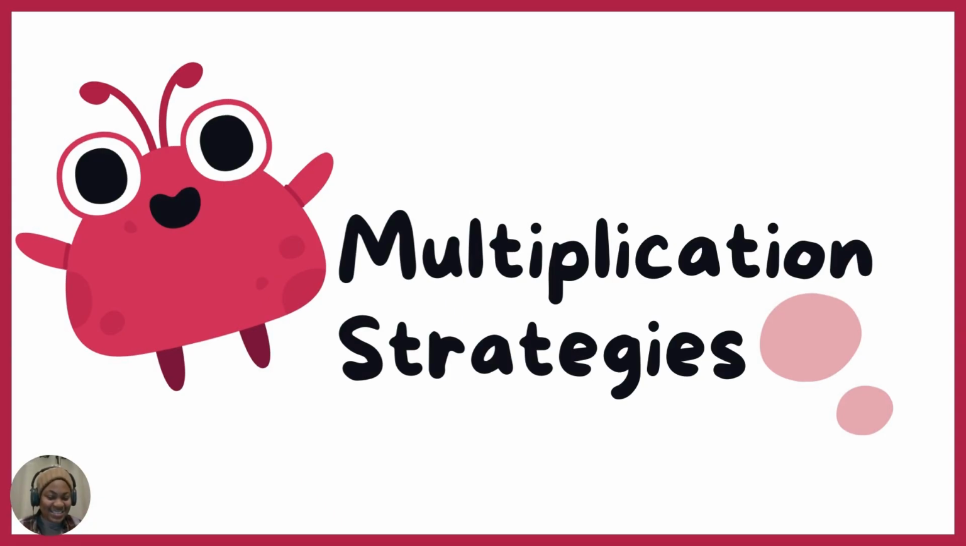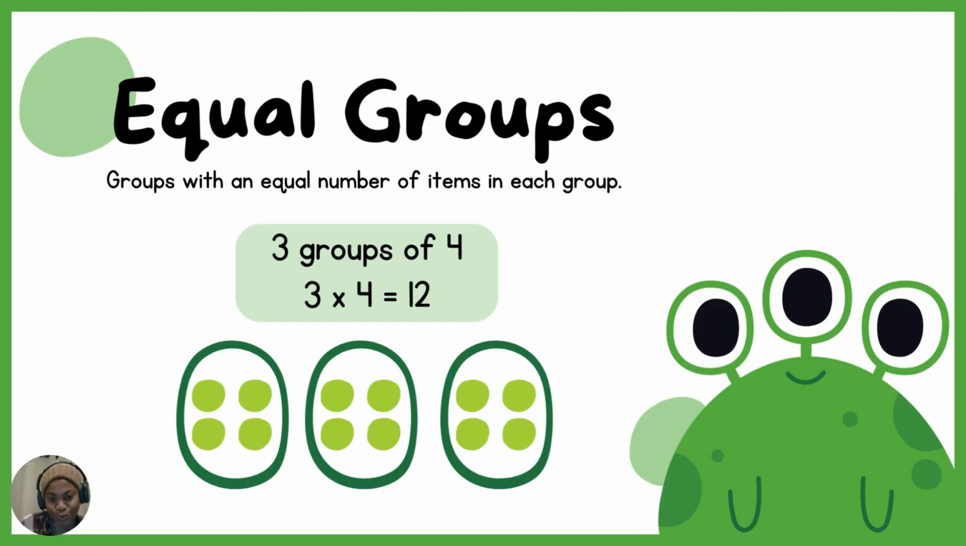In today's lesson, I'm going to be teaching you that there are actually different ways to multiply numbers. So, when it comes to multiplying numbers, there are different ways to do it, and that is what we call strategies. So, let us learn different multiplication strategies. We are going to start with the first strategy, which is equal groups.